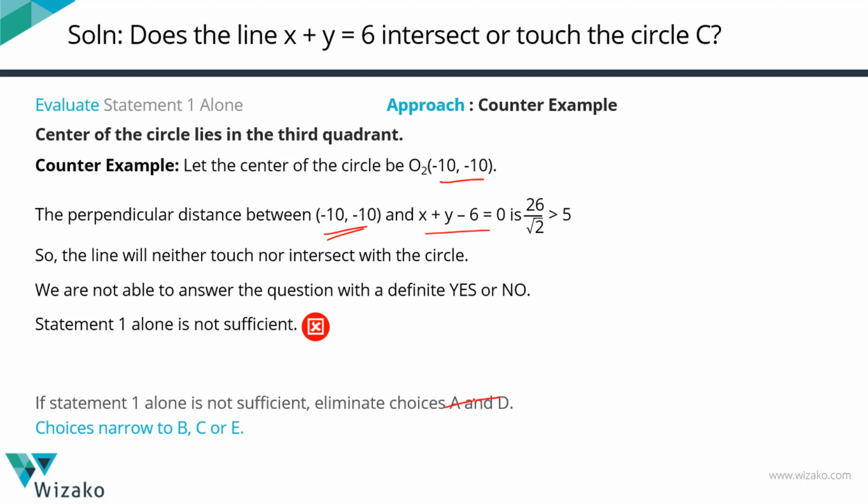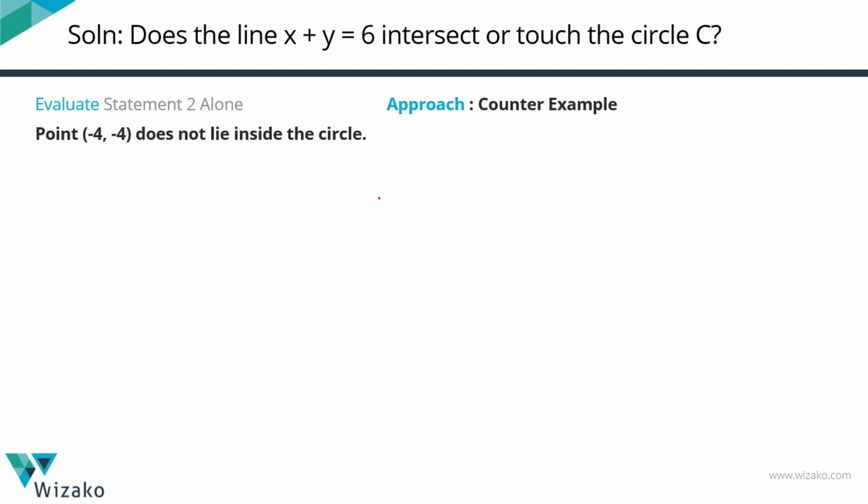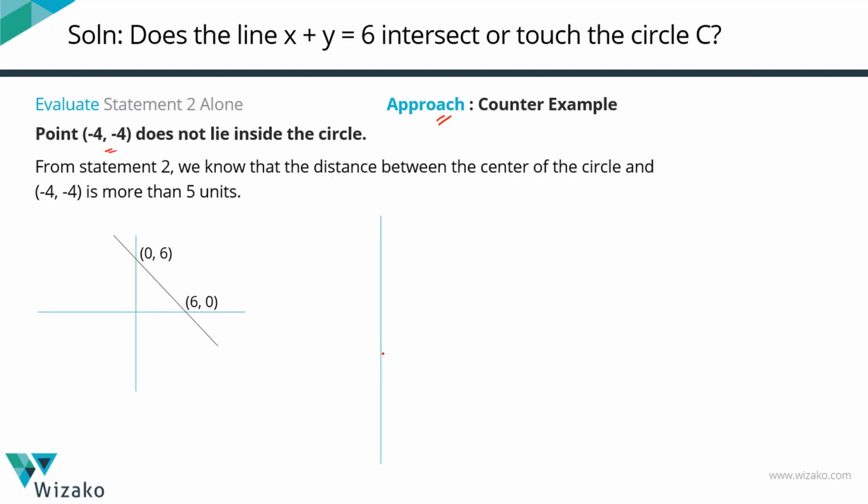Eliminate answer options A and D. We are down to B, C or E. Let's evaluate statement 2 alone. The approach I'm going to take is one of counter example for this statement 2. It says point (-4, -4) does not lie inside the circle. Just sometimes when you read the question quickly, we'll think that the center of the circle is at (-4, -4). No, there is a point (-4, -4) that does not lie inside the circle. What does that mean? The distance between the center of the circle and (-4, -4) is greater than 5 units. That's what it essentially means. I said we're going to go with a counter example.